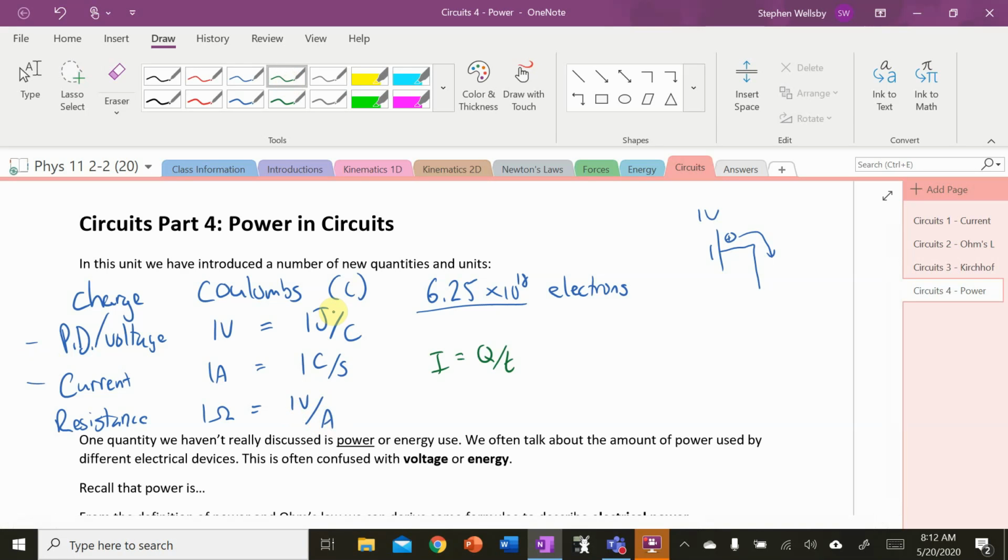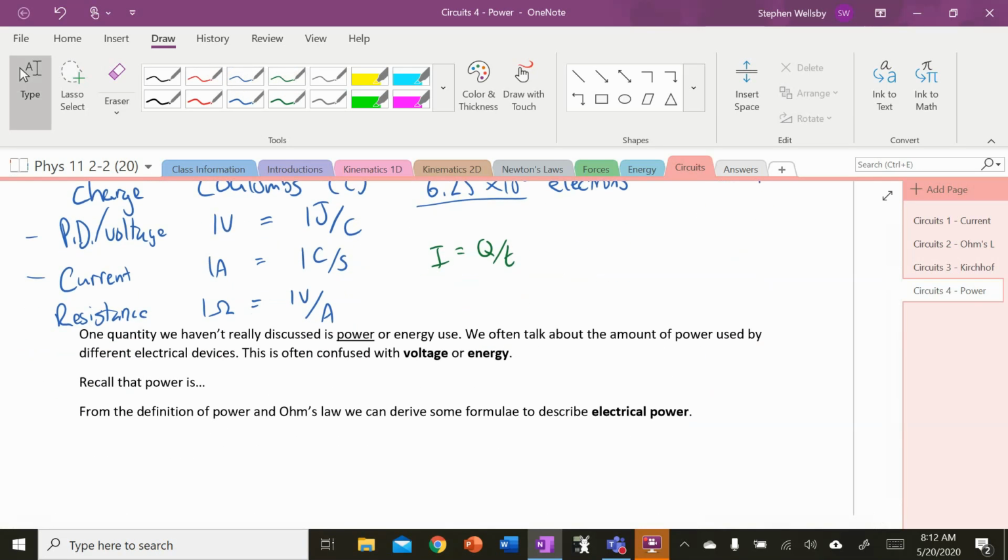And the clue here, you can see that obviously we're dealing with joules, and so we'll be able to see how these two quantities really relate directly. We haven't so far talked about power or energy use, but we often do. When we're thinking about electrical devices, we might say this is a 5-watt bulb or a 60-watt bulb or whatever it is. So we talk about wattage, which we know is to do with power.